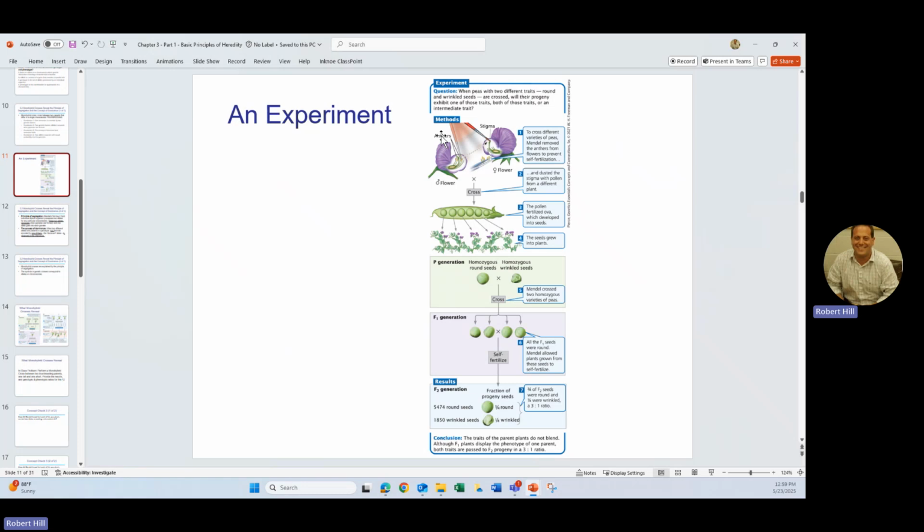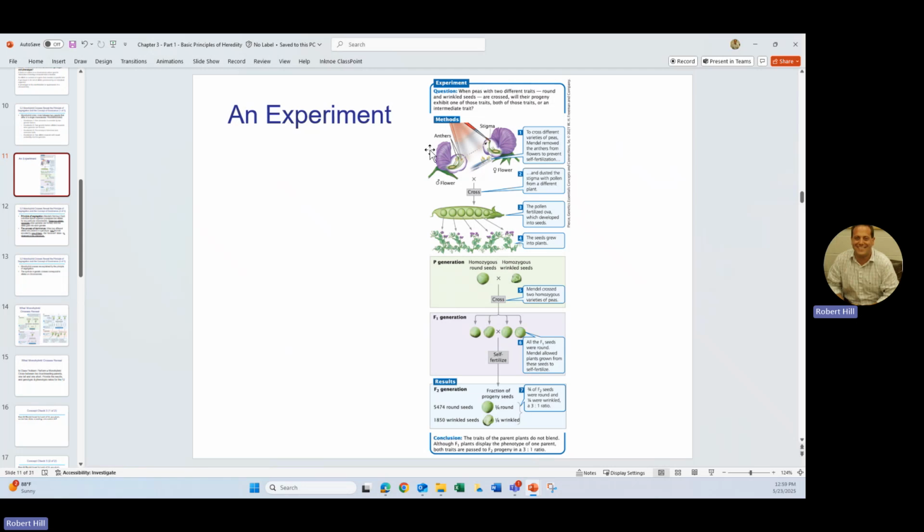So what did he do? Well, here's what I'm talking about. To cross different varieties of peas, Mendel removed the anthers from flowers to prevent self-fertilization. Right. He didn't want self-fertilization, because it would mess up his results.